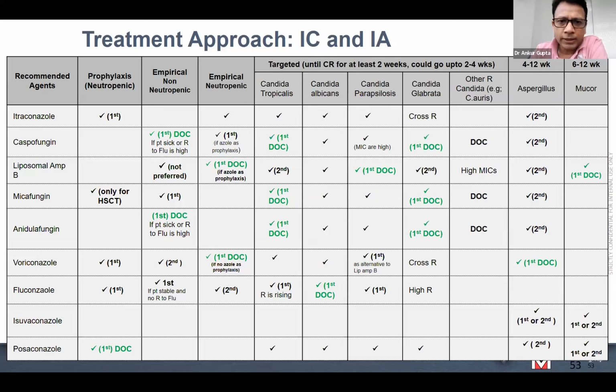Again, this table, I mean, if you want, you can stick this table that prophylaxis, empiric, targeted, different drugs, which one is the drug of choice, which one is second choice, first choice. So this is a good option. This is what I just repeated previously.